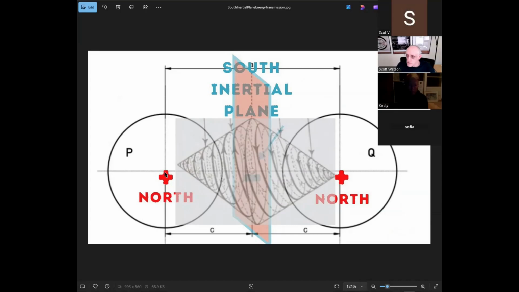Now, radiation is the opposite. It is the force headed away from the center, spreading out, and headed towards south. It's kind of hard to see, but there's a minus sign here in the middle, and this peach, pink colored plane is the south inertial plane, he called it. That is the point of south, way out in space, like between the sun and the earth, where there's a bunch of space in between.